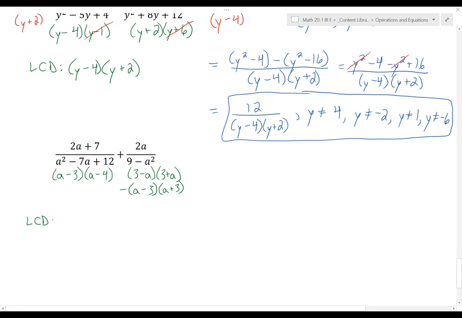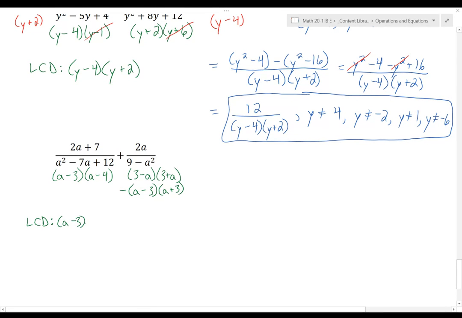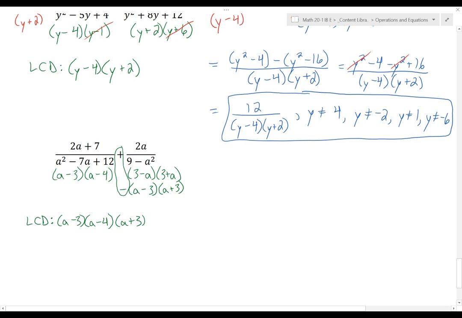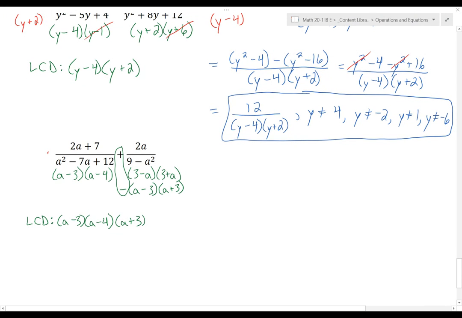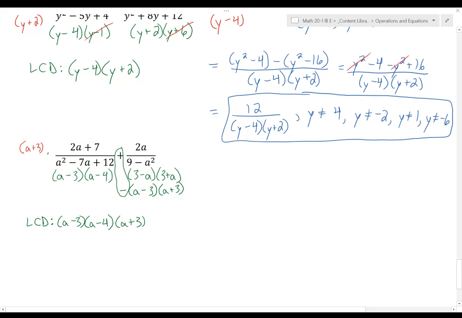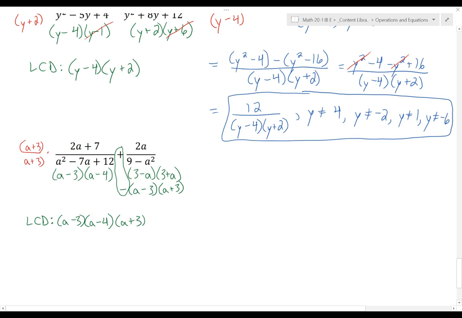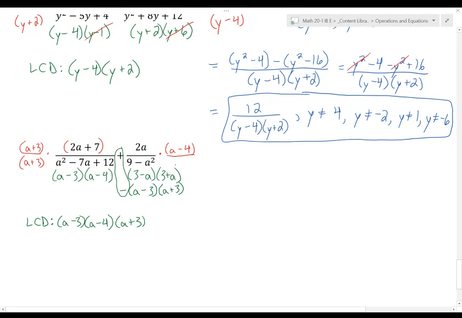My lowest common denominator is therefore just a minus 3 times a minus 4 times a plus 3. I don't need to worry about the minus. I'm basically just going to change that addition into a subtraction. So in the first fraction, what's missing is the a plus 3. So a plus 3 over a plus 3. Remembering that this numerator is binomial, so I'm going to have to use distribution. And in the second fraction, a minus 4 over a minus 4.